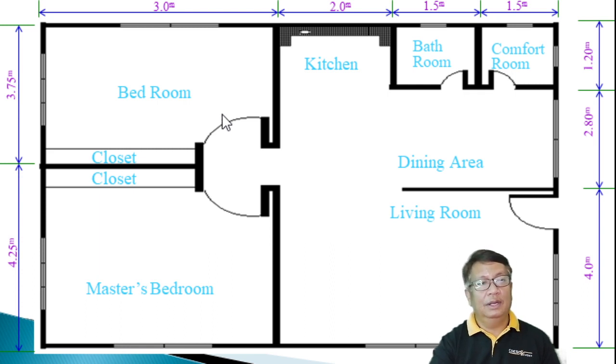Because later on, we will know that our switches should not be placed at the back of the doors. Aside from that, we also have to know where the windows are. For example, this one is our window. In this master's bedroom, we have two side windows here, and another one here, and this one. Okay, our windows.